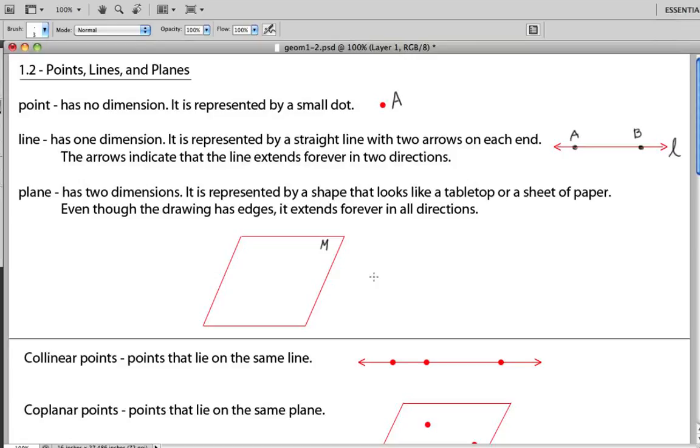Now I'd like to point out something about the relationship between points, lines, and planes. In a line, you can have an infinite number of points, because lines go on forever. And for a plane, you can have an infinite number of lines and points. So that's something to take note of.